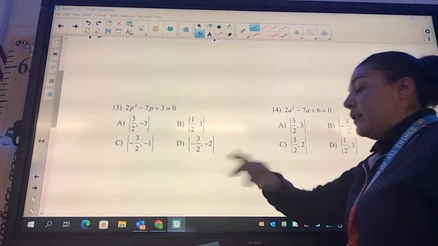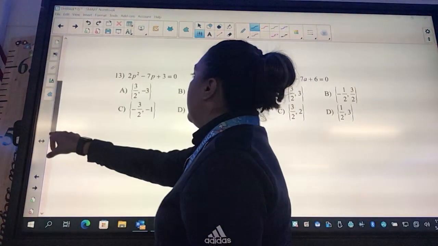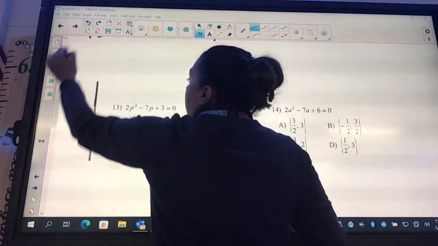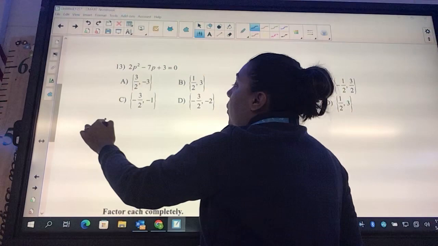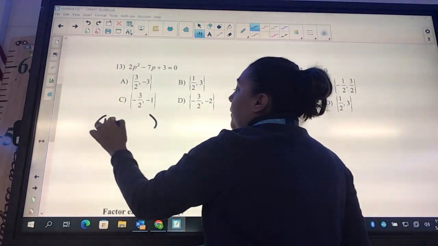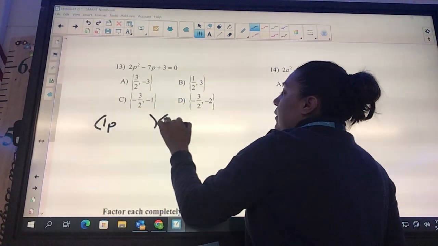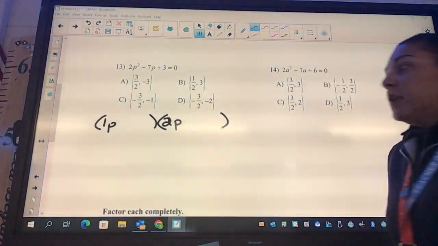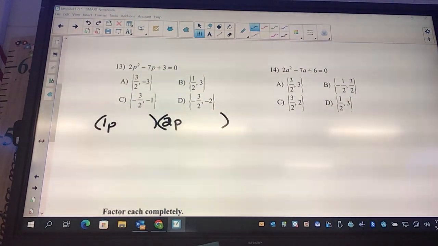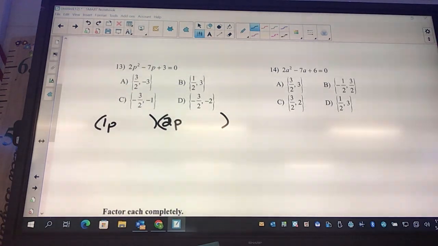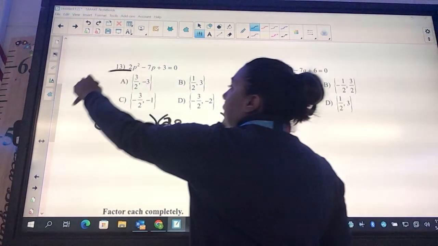Okay, these ones, there's no other option. You got to solve. Okay, so you're going to say 1P, 2P, and what's our back numbers going to be? Which number do we use? The 3. Okay, so here we got 1 and 2 for this 2.